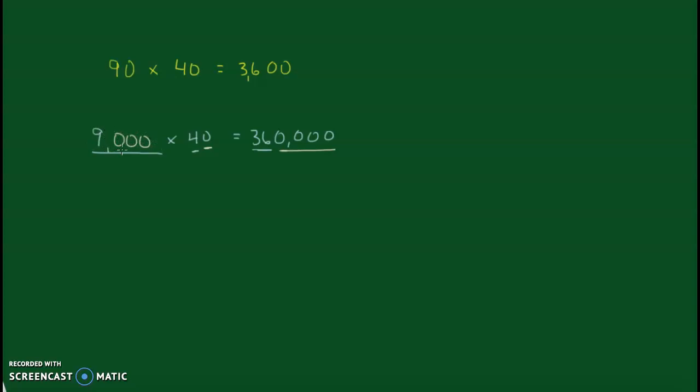Okay, so let's check to see if this is correct. So if we have 1, 2, 3, 4 zeros, I can put those zeros down here. Then 9 times 4 is 36. And as you can see, we have the same answer here. So hopefully that helps you for the top part on your home link. Now let's check out the practice problems.